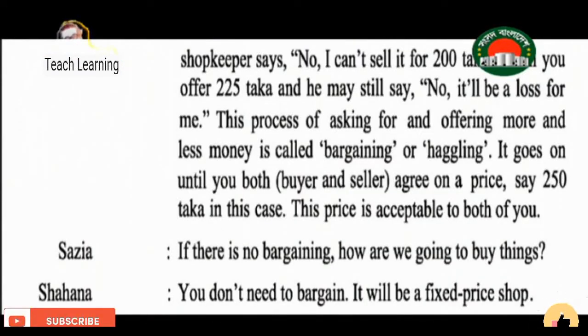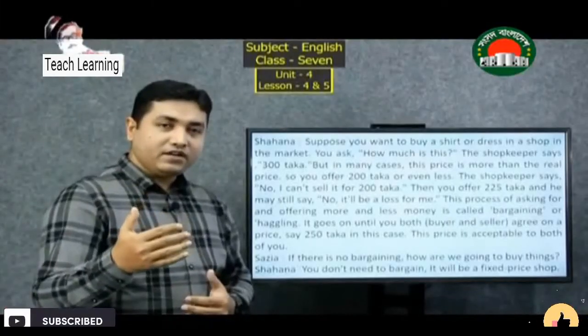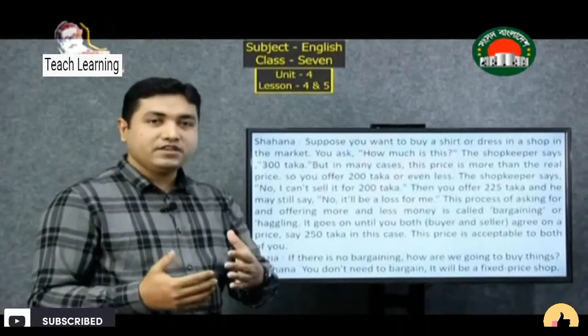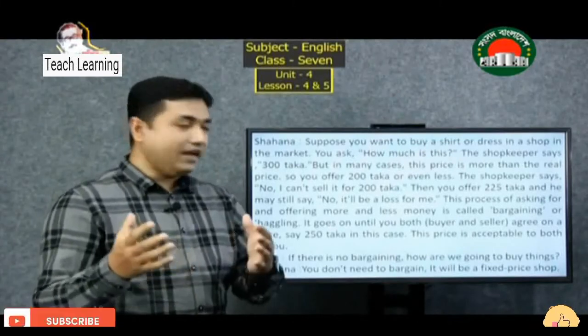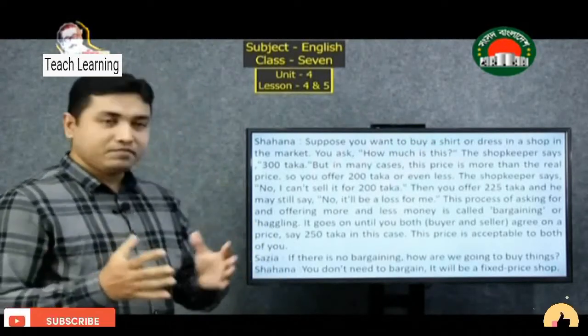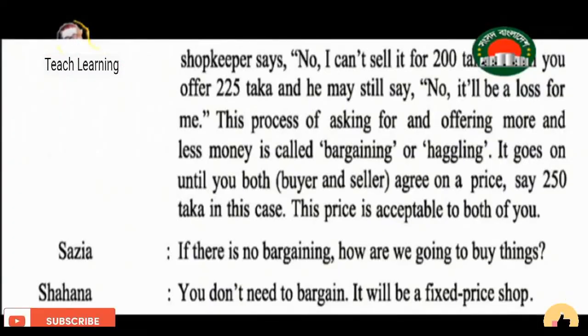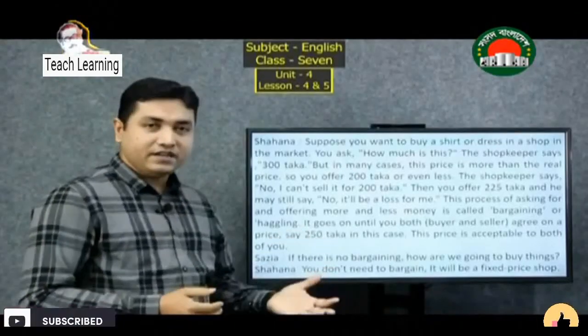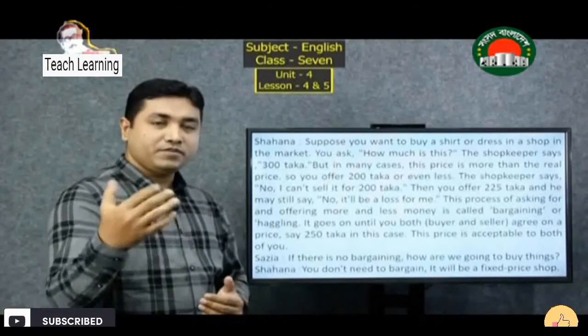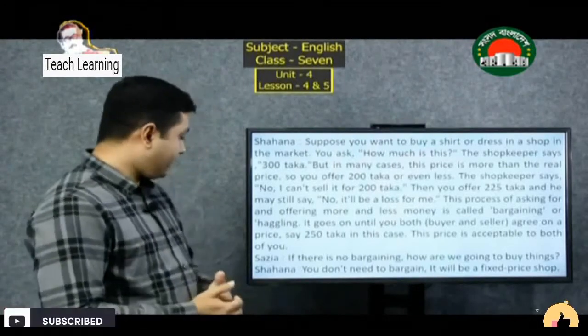The bargaining or haggling may continue until you both, the buyer and seller, agree on a price. This price is acceptable to both of you. Suppose you say 250 taka, it may be acceptable to the shopkeeper and to you.